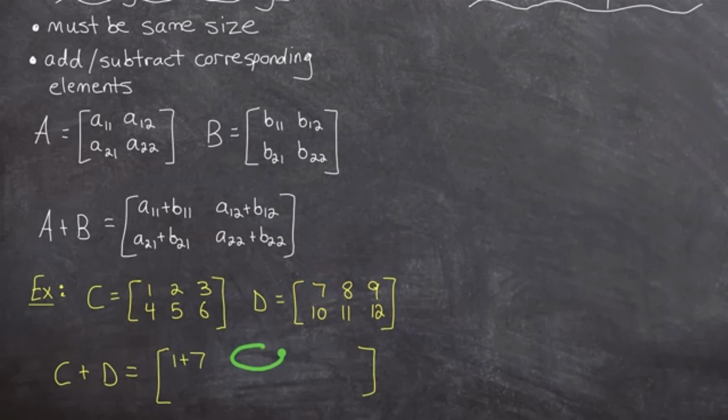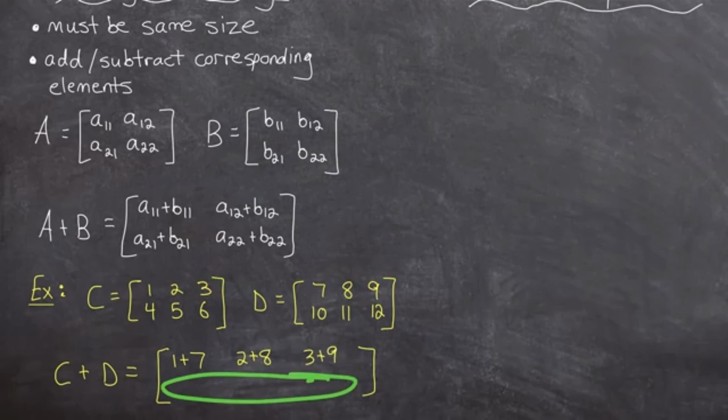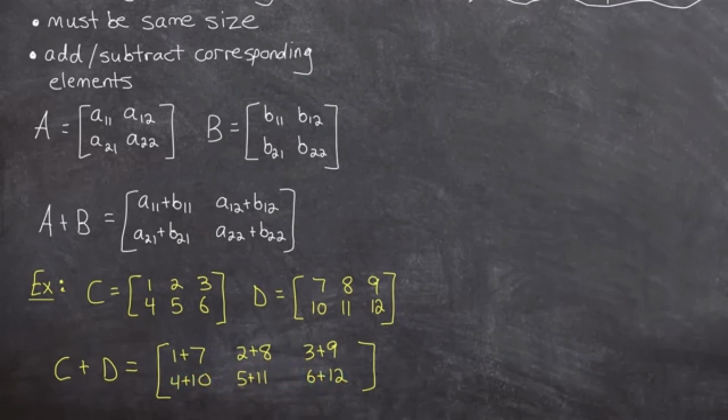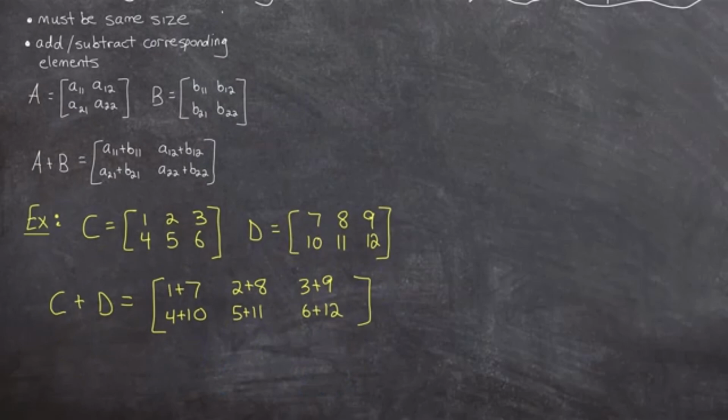And then for row 1, column 2, I'll add 2 plus 8. And then for the element that goes in row 1, column 3, add the corresponding elements 3 and 9. And then I'll follow that same rule to get the elements that go in the second row of this matrix. And now let me make some room so that I can simplify all of those elements. The elements in matrix C plus matrix D simplify to 8, 10, 12, 14, 16, and 18.